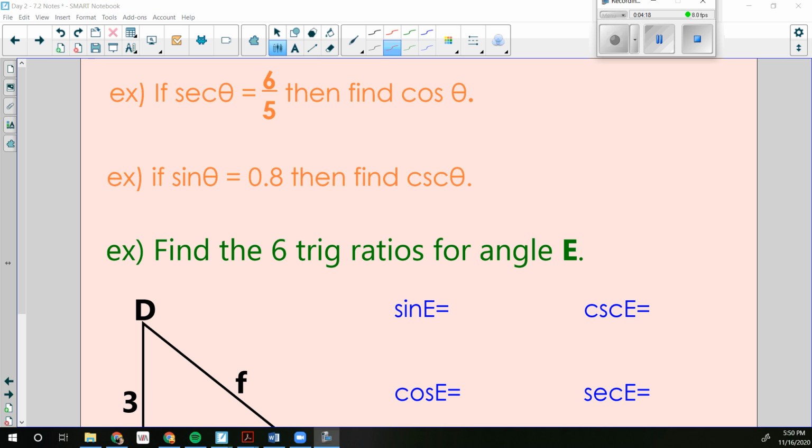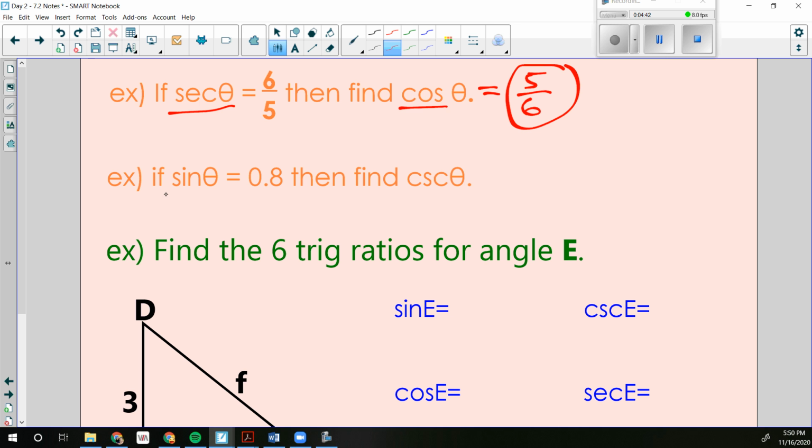All right, so if that's true, this next example says if secant of theta equals 6 over 5, then find cosine. So we have to flip it, because secant and cosine go hand in hand. So instead of 6 over 5, cosine would equal 5 over 6.